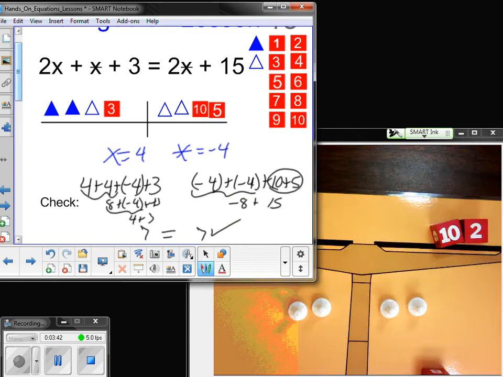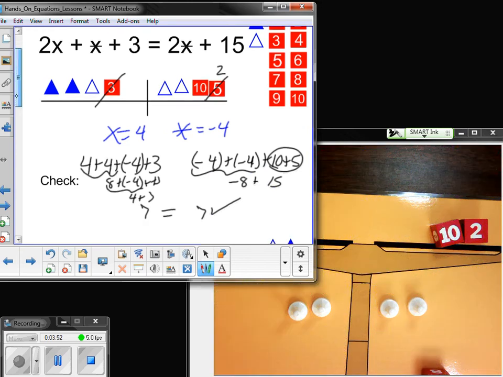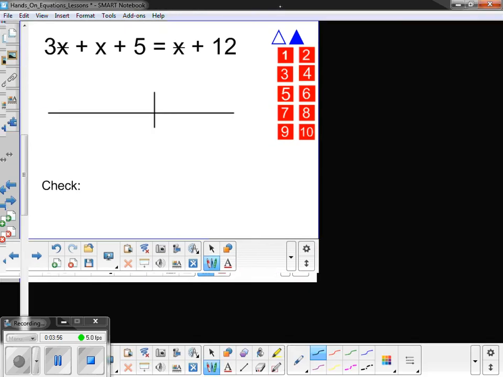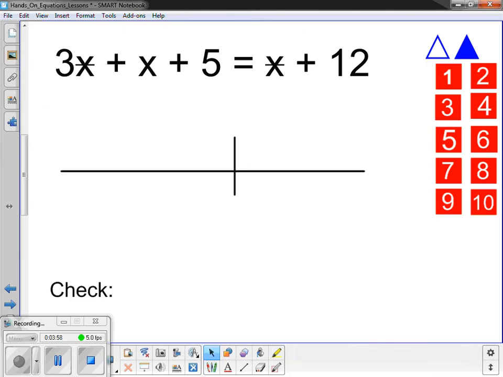So x is 4. Now the key again was I took the 3 away from both sides and made that 5 a 2, so made it 12. And then I followed the rules that we were following yesterday. Let's take a look at a new problem. I'm just going to do these here on the smart board instead of on the screen over there.